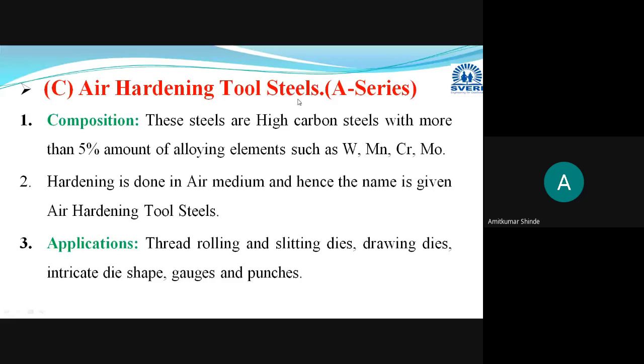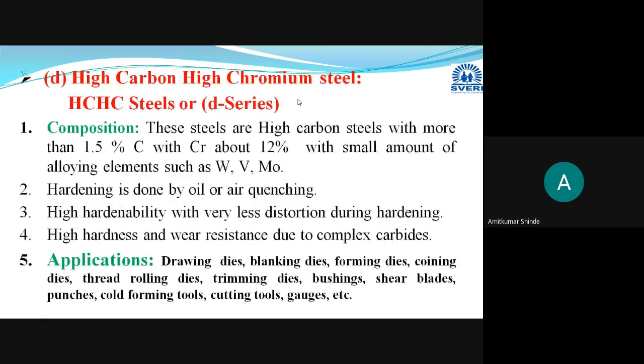This is the third type. Then after this, the last type in the category of cold worked tool steel is HCHC steel. It is denoted by HCHC, or also by the D series. HCHC stands for high carbon, high chromium steels. Here for chromium also only one letter C is used.